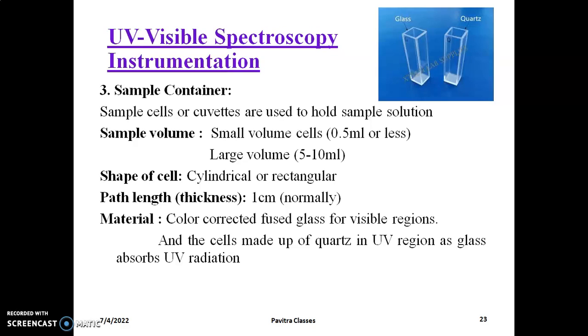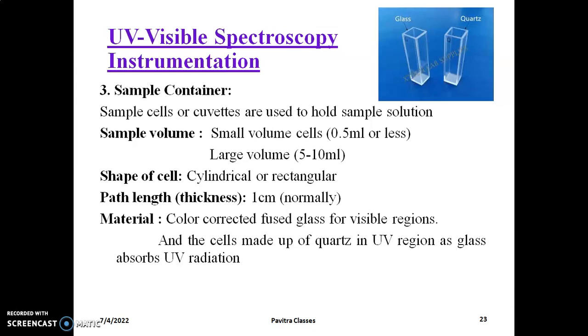Majoritarily the sample will be diluted. Very minute quantities are used in UV and visible spectrophotometers. Cuvettes may be cylindrical or rectangular in shape. Path length, or thickness, is usually 1 centimeter.